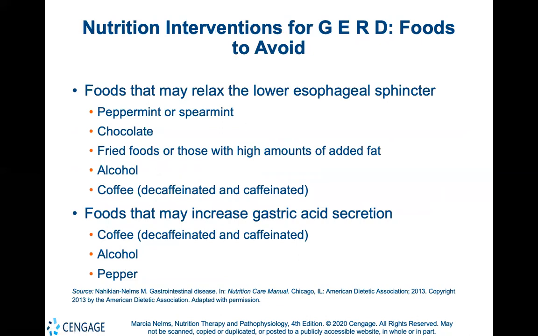Again, nutrition intervention for GERD, foods to avoid. Foods that may relax the lower esophageal sphincter include peppermint or spearmint, chocolate, fried foods or those with high amounts of added fat, alcohol, and coffee, that could be decaffeinated and caffeinated coffees. Foods that may increase gastric acid secretion: coffee, alcohol, and pepper.